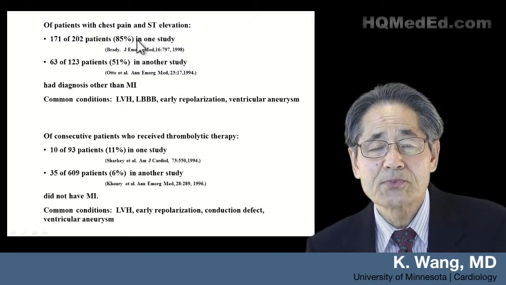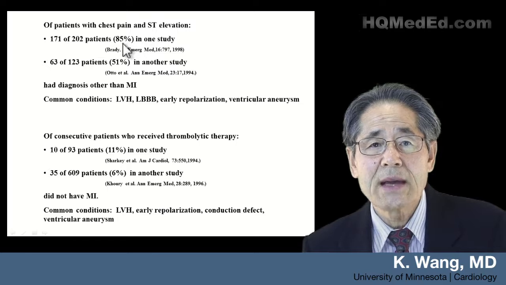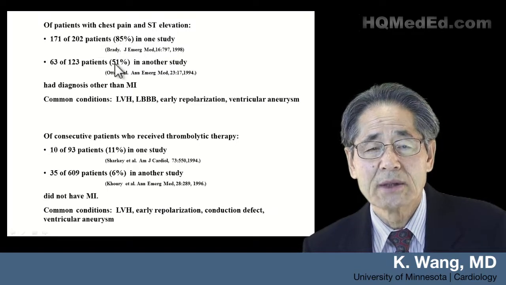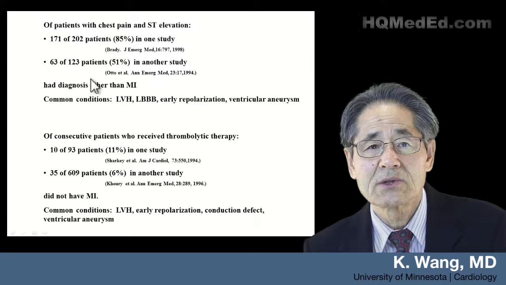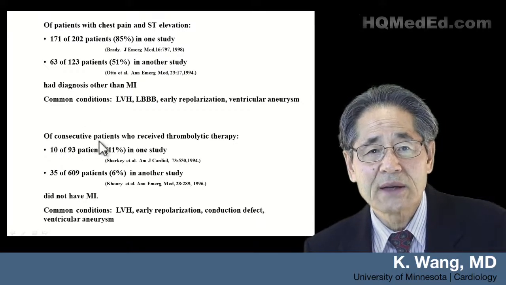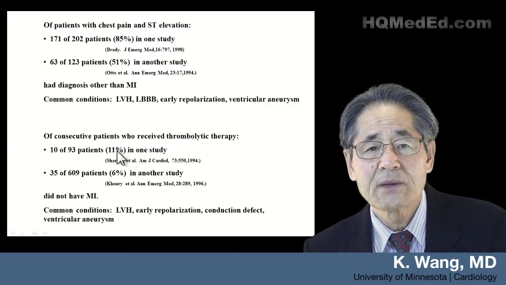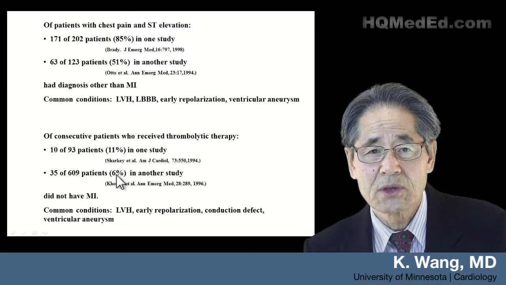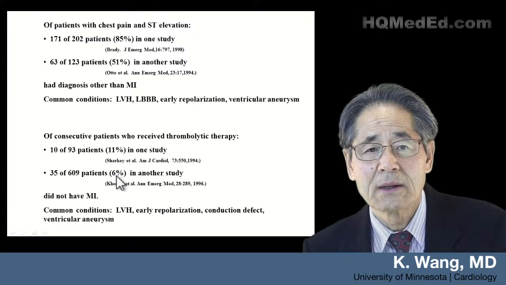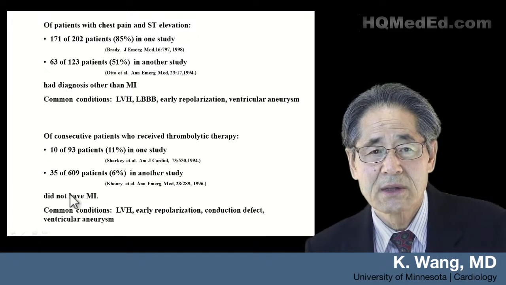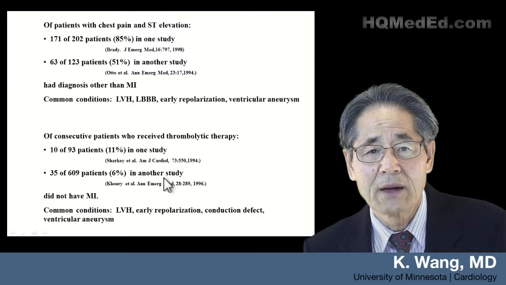Of patients with chest pain and ST elevation, 85% in one study and 51% in another study had a diagnosis other than MI. 85%. Can you believe it? Of consecutive patients who received thrombolytic therapy, 10% in the study done at this institution and 6% in a study done in another place did not have MI.